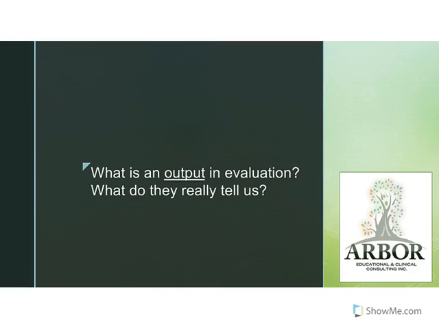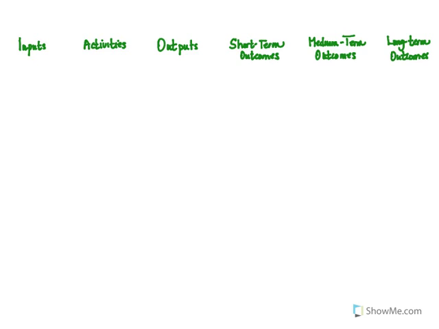This is a brief discussion of outputs in evaluation and what they really tell us. So an output is a quantitative measure of a product that comes out of our program.